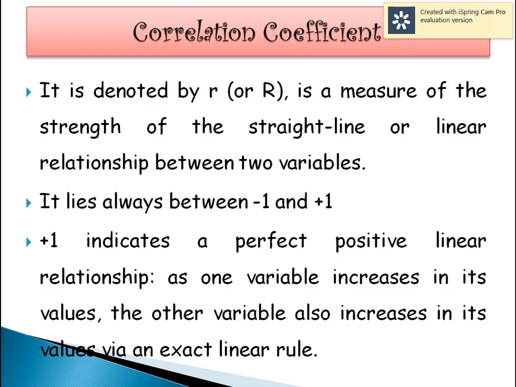A general term always used in regression analysis is the correlation coefficient. The correlation coefficient tells us the exact correlation between the input and output process parameters, and it is denoted by a letter small r or capital R. The value of the correlation coefficient always lies between -1 and +1.